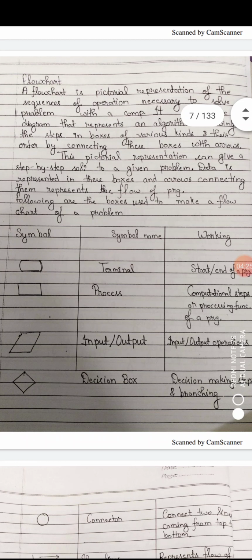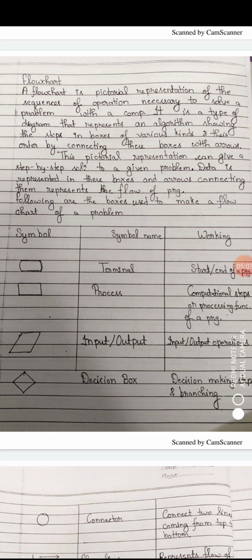Now the next block is the input and output box. The solution of a particular problem contains some inputs, because for solving a problem we need certain inputs, and after the solution we generate certain outputs. So to represent those inputs and outputs, we need to draw an input and output box.